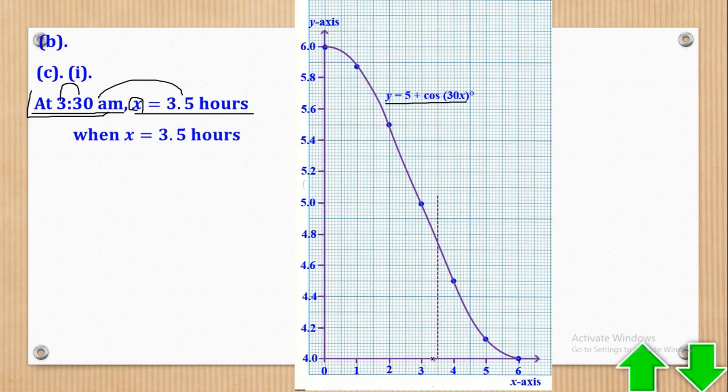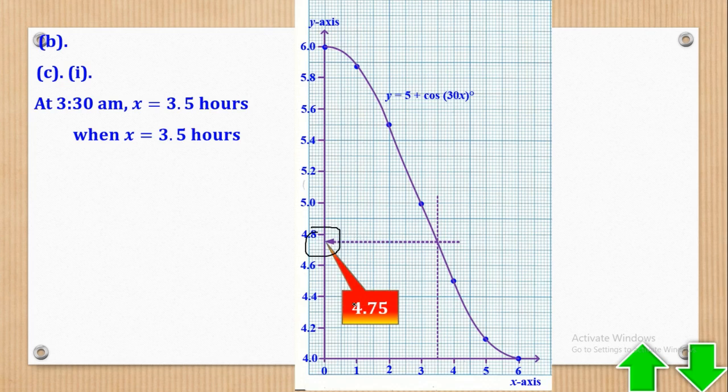It means that you'll come at 3.5 hours and draw a vertical line to meet this curve at this point. Then at this point you draw a horizontal line to meet this vertical axis. So let's draw that vertical line and horizontal line. Then after that you have to read off this value. When I read off that value, it will be 4.75. Therefore I'll come here and say that y is equal to 4.75 meters.